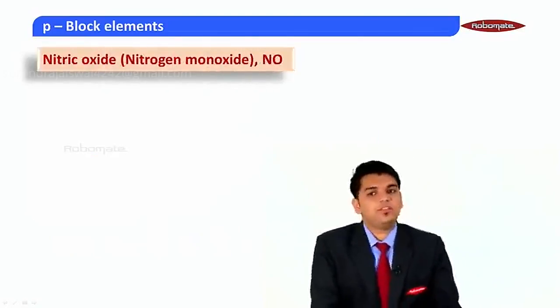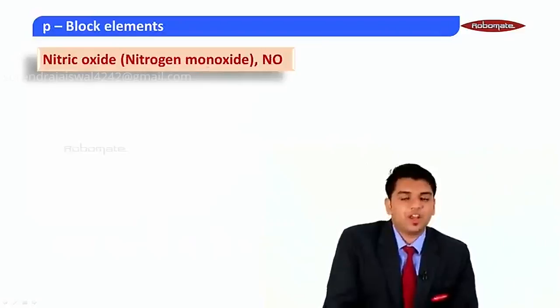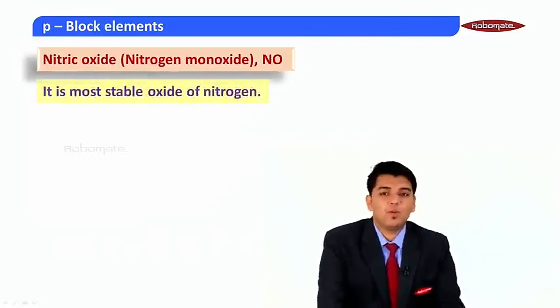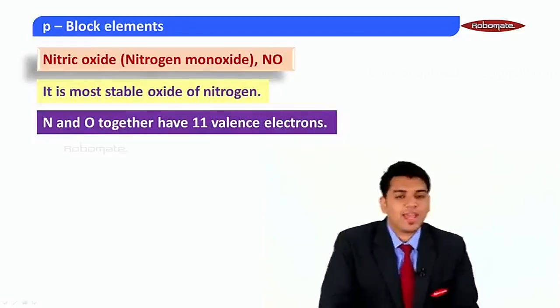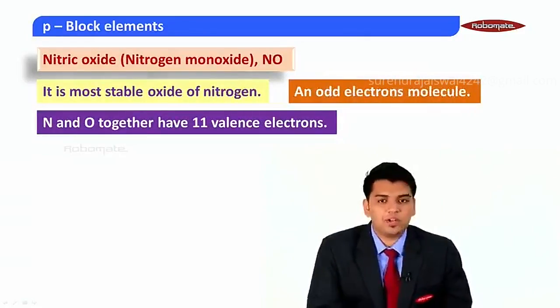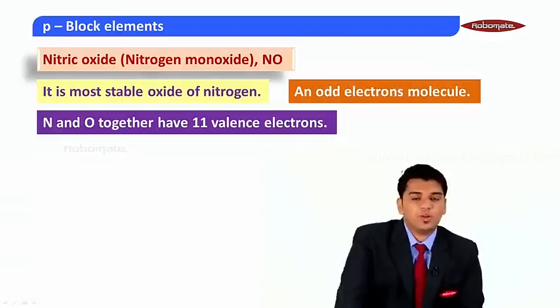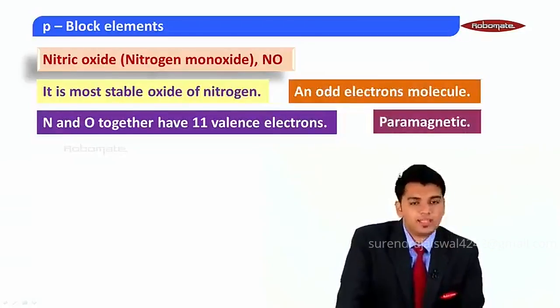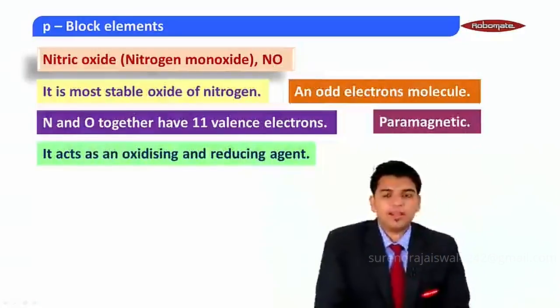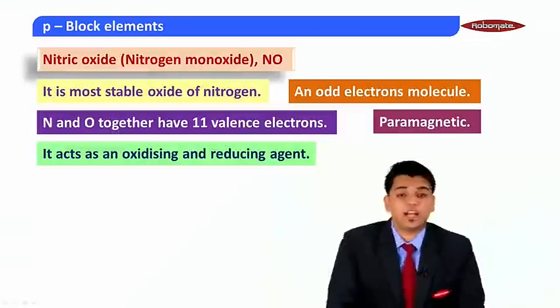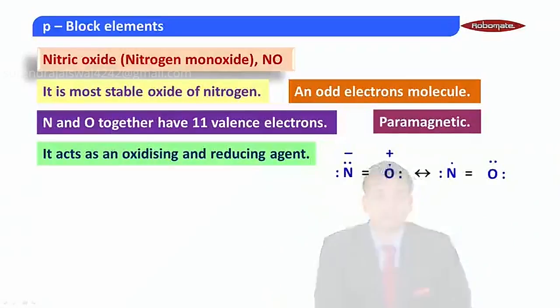The next one that we have is nitric oxide or nitrogen monoxide, its formula being NO. It is the most stable oxide of nitrogen. N and O together have 11 valence electrons. It has an odd number of electrons in its molecule, hence it is paramagnetic, and it acts as an oxidizing as well as a reducing agent. And this is how its Lewis structure looks.